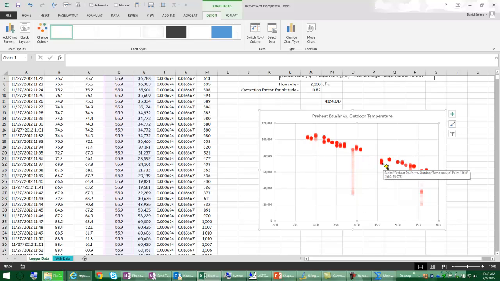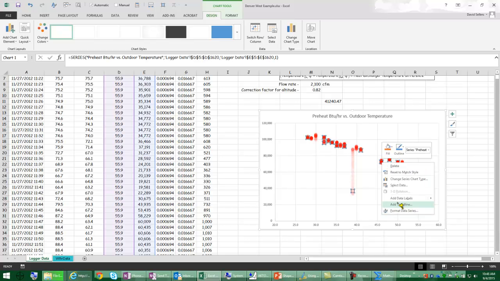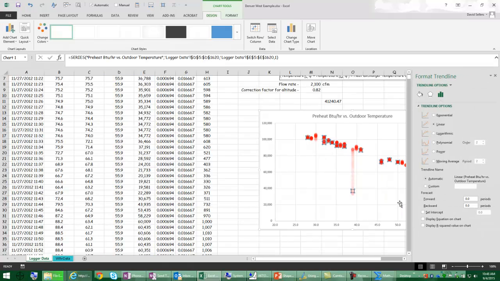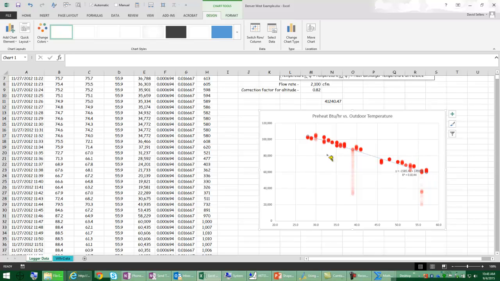The way you do that, select the data, add a trend line, and for our intents and purposes, a straight line's a pretty good fit. The R squared's not bad. So we could actually, for the year, project the energy consumption based on this data set right here.